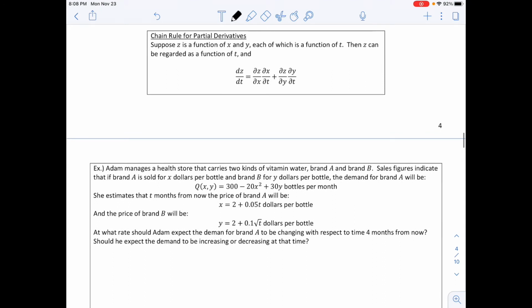So the next part at the bottom of page 4 says the chain rule for partial derivatives. Suppose z is a function of x and y, each of which is a function of t. Then z can be regarded as a function of t, and we can rewrite this as dz/dt is equal to our partial of z with respect to x times the partial of x with respect to t, plus the partial of z with respect to y times the partial of y with respect to t.